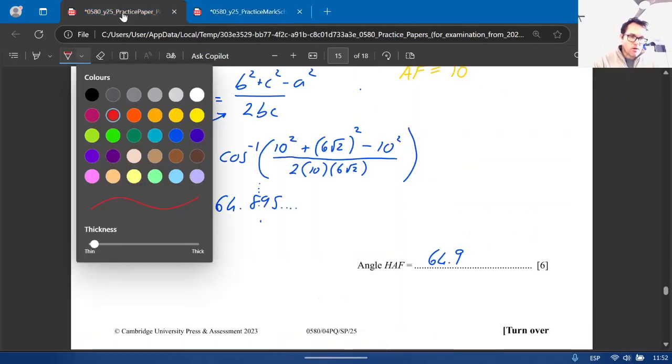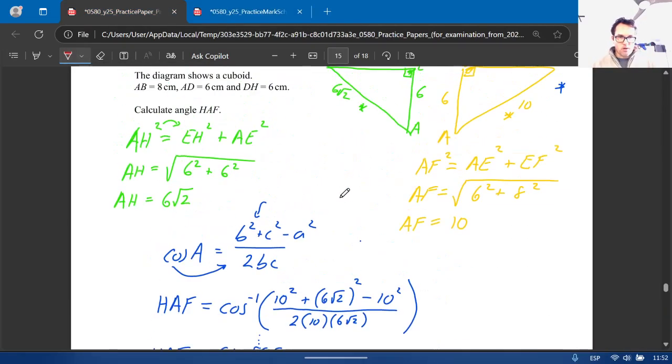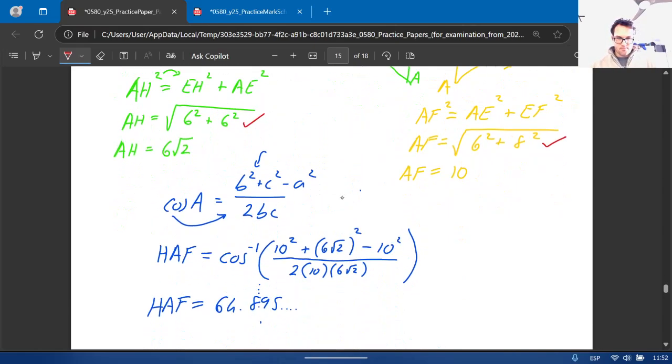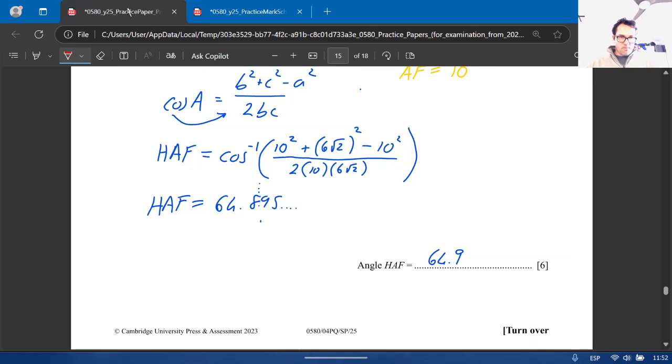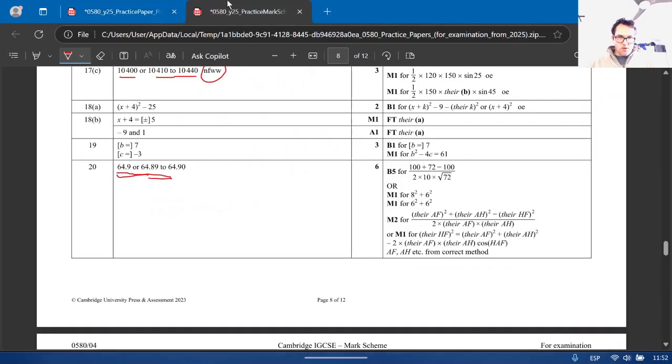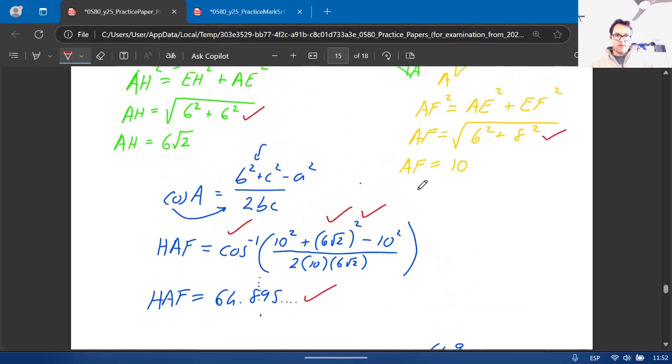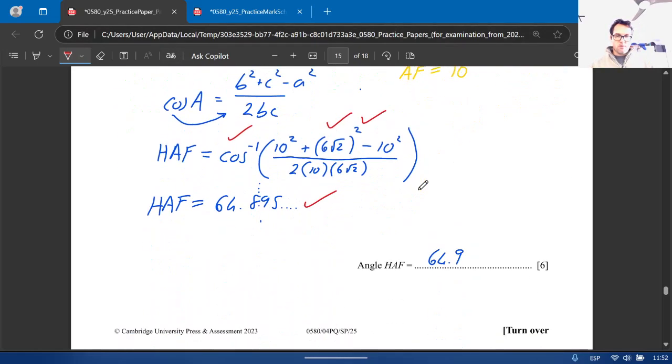Okay, let's look at the marks here. You can check where you get your marks. You get 1 mark for 6 squared plus 6 squared, and 1 mark for 6 squared plus 8 squared. Then if you use the cos rule, the basic part, the middle part here, correctly, and then for doing calculations correct, and then for the unrounded or correctly rounded answer, you get your 6 marks. I hope that makes sense, yeah?